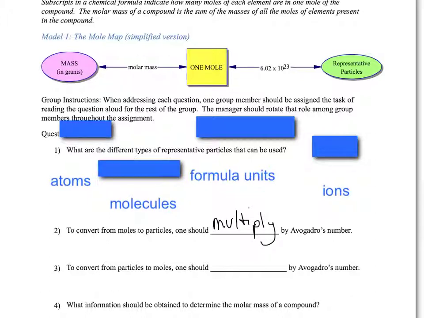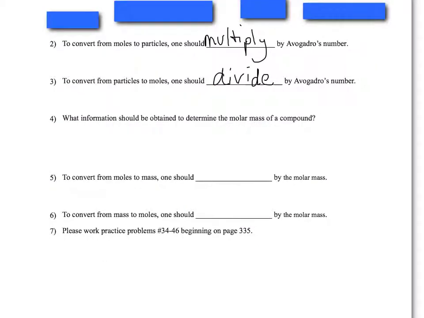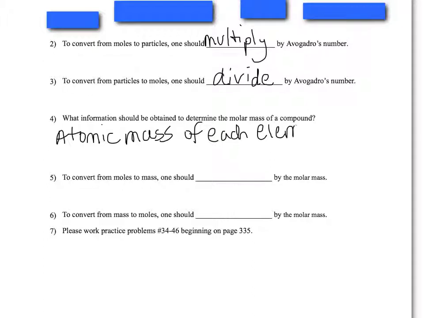And number 3, to convert from particles back to moles, we're going to need to do the opposite, which would mean we would divide. Okay, question 4. What information should be obtained to determine the molar mass of a compound? Well, you're going to need the atomic mass of each element present. And where would you get the atomic mass, class? Well, that would come from the periodic table. So the atomic mass of each element from the periodic table.